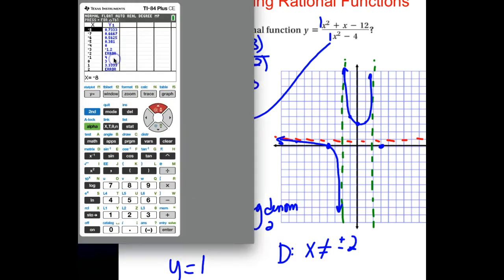Let's go back over here and scroll down a little bit. What do you notice at 8? We hit 1. 1 was our horizontal asymptote. It is possible to cross a horizontal asymptote. It's never possible to cross a vertical one, but it is possible to cross a horizontal one. Look at what's happening after that. As we scroll, we're just above that 1 mark, right?